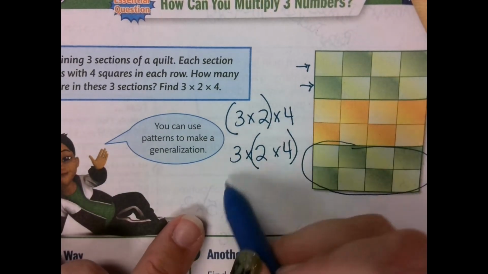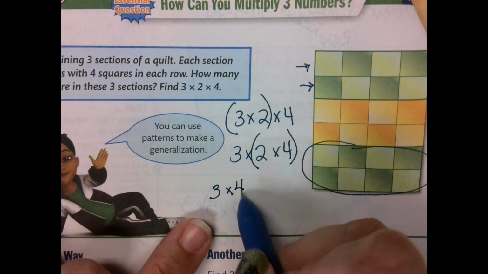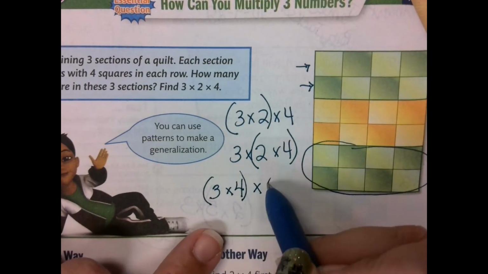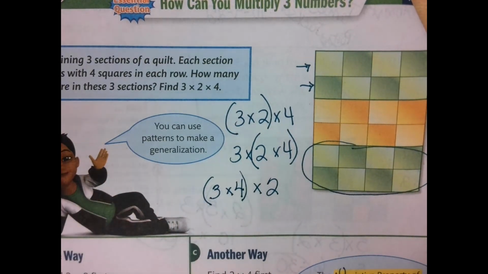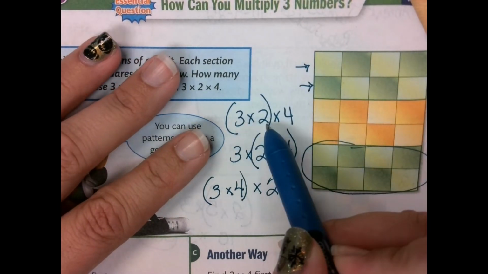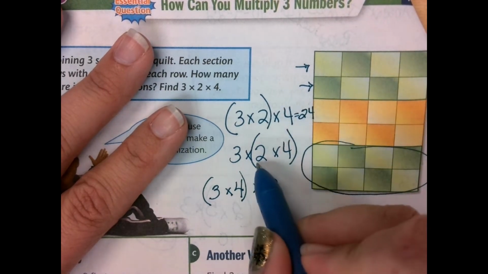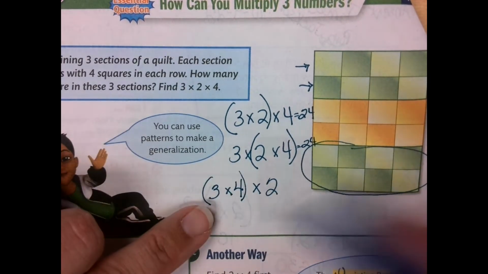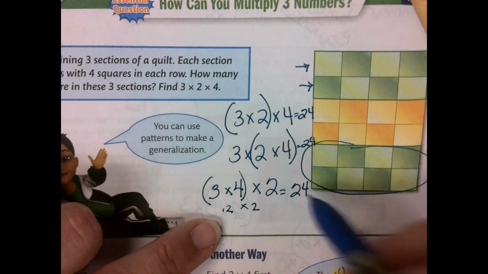We could even do, okay, I got 3 quilts with 4 columns. I can multiply that first, and then I'm going to multiply it by the 2 rows for each quilt. Either way we do that, you're still going to get the same thing. 3 times 2 equals 6. 6 times 4 equals 24. 2 times 4 equals 8. 3 times 8 equals 24. 3 times 4 equals 12. 12 times 2 equals 24.